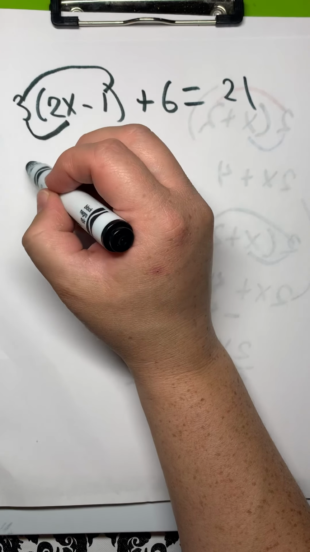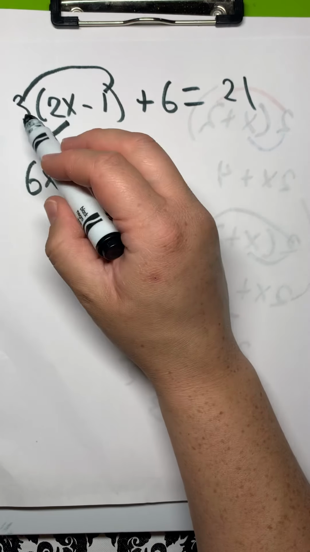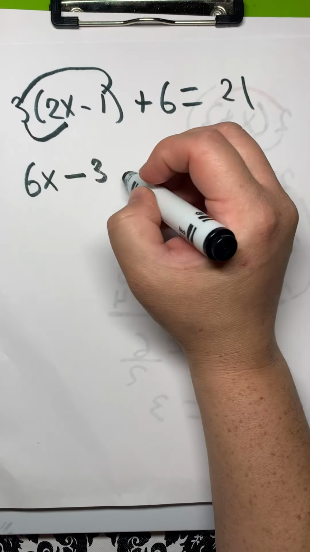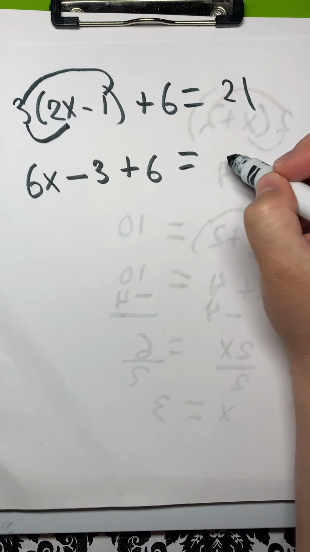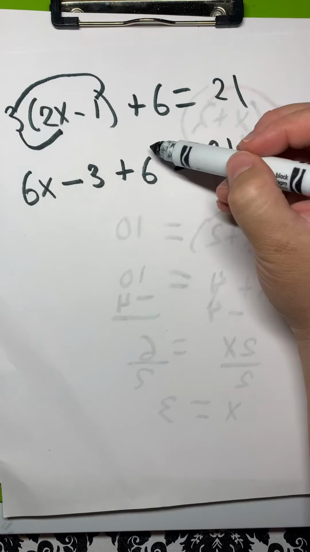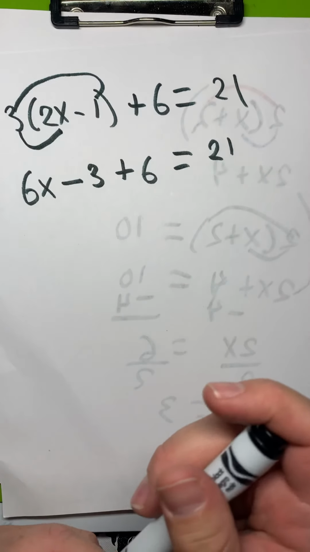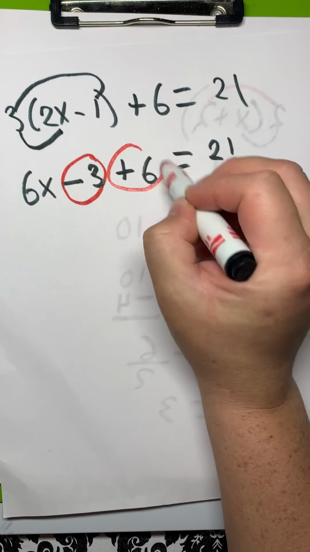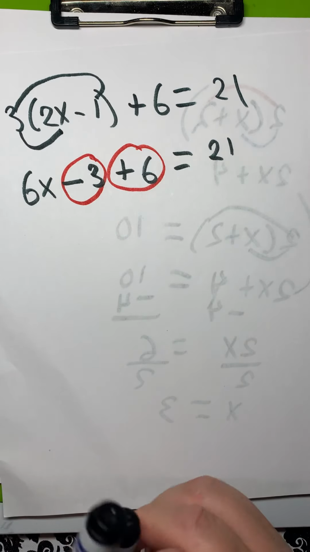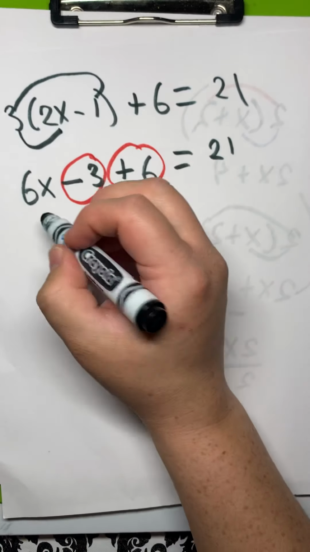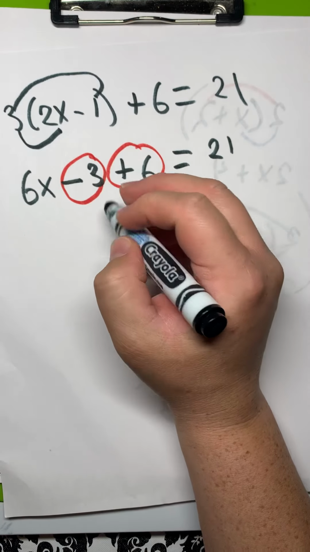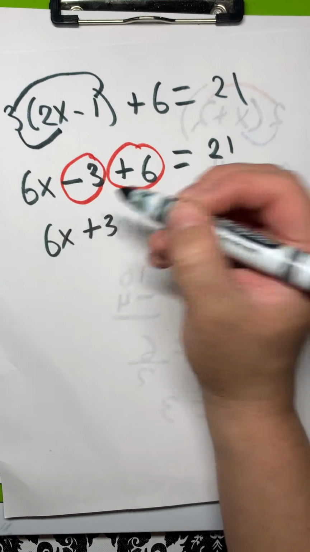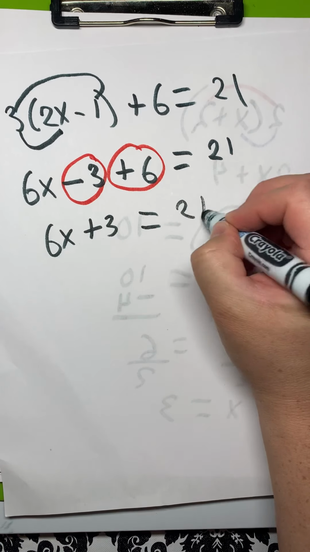3 times 2 is 6x. Now we have 3 times a negative 1, which is negative 3. We still keep the plus 6. Still keep 21. All we did was bring this 6 down. Now, next step we got to do is notice that you have 2 numbers without a variable. Those 2 numbers you have to combine first. So let's deal with those first. You have a negative 3 plus 6. You end up with a plus 3. 6x stays the same. Here you equal 21.